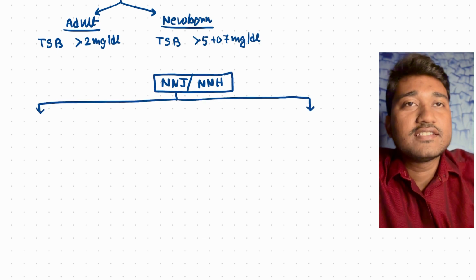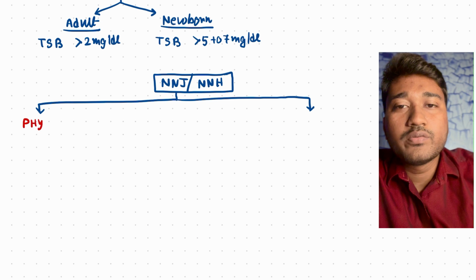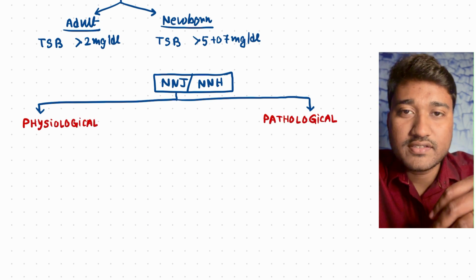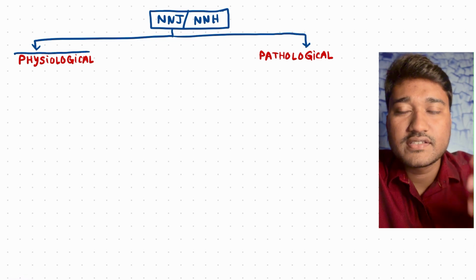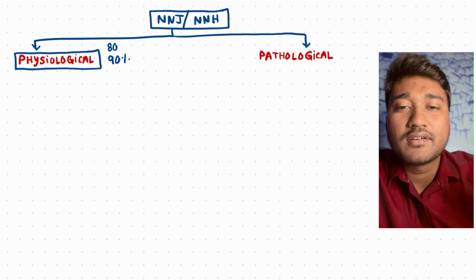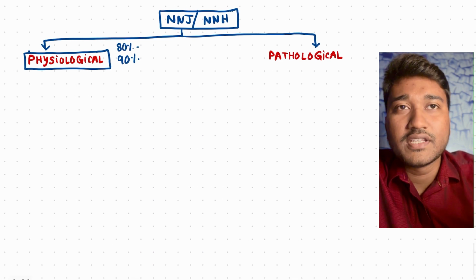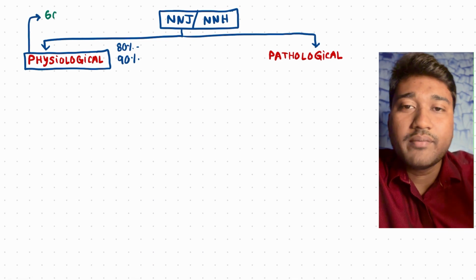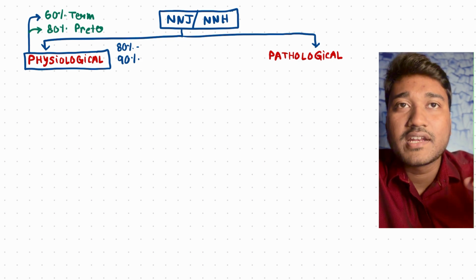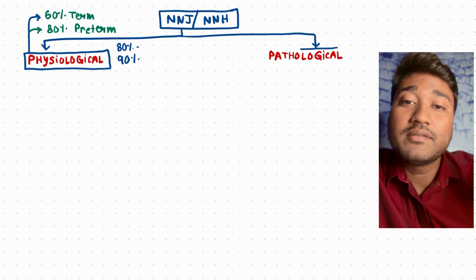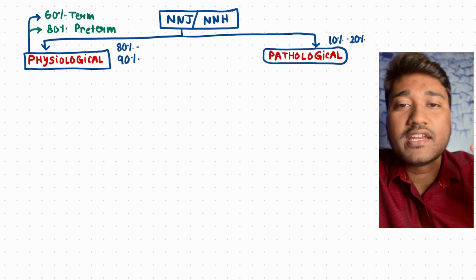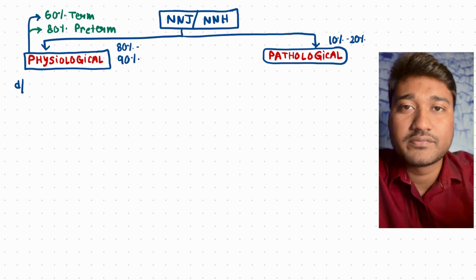So this NNJ, that is neonatal jaundice, could be of two types: it could be physiological jaundice or it could be pathological jaundice. Physiological means it is common and seen in around 80 to 90% of newborn. In case of term newborn we see it in 60%, but in preterm newborn around 80% can have this jaundice, while the pathological jaundice is seen only in 10 to 20% of newborn.